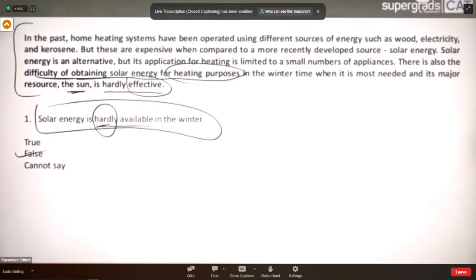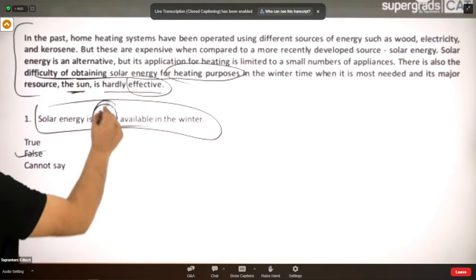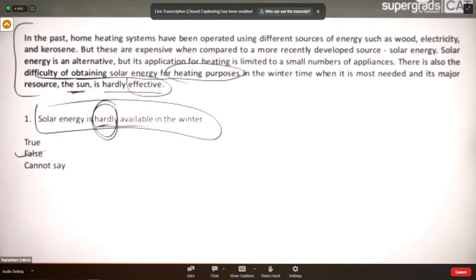Okay, when I say solar energy is not available in the winter, then we are confused. We will say, okay, we can't say that. If they say solar energy is available in the winter, for that also we are not sure. The use of the word hardly here makes the statement false.